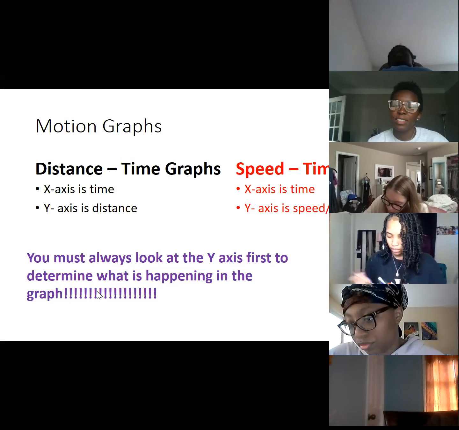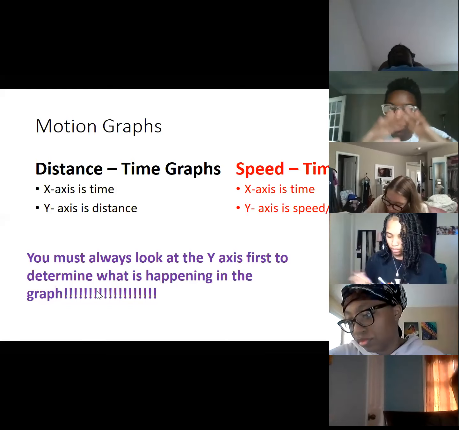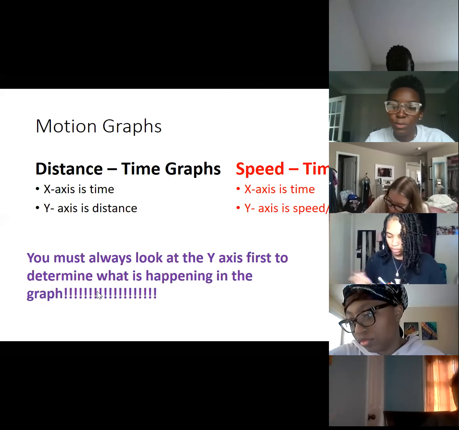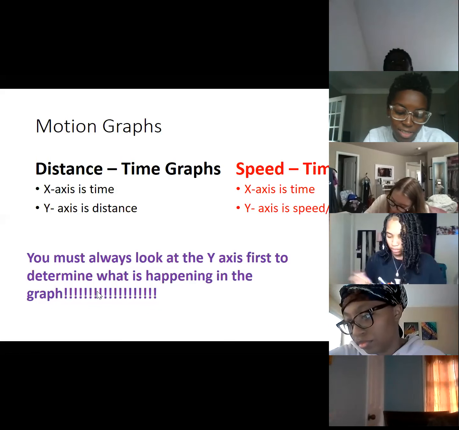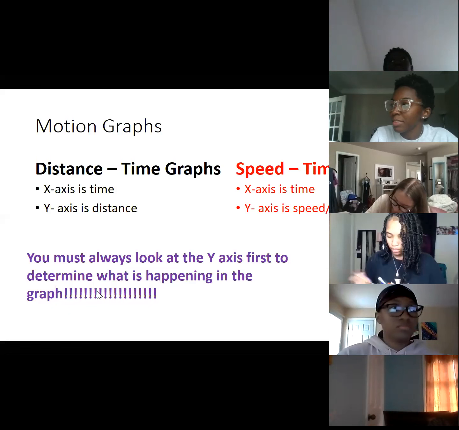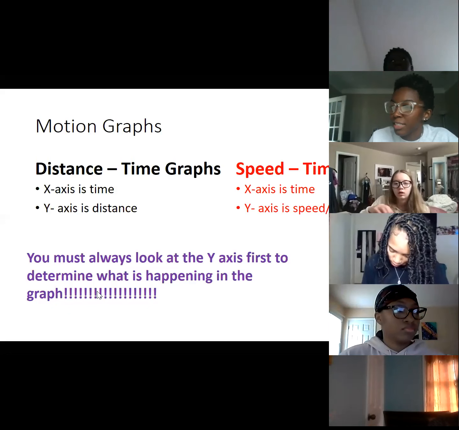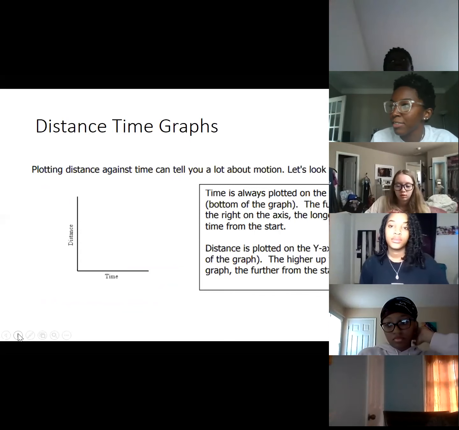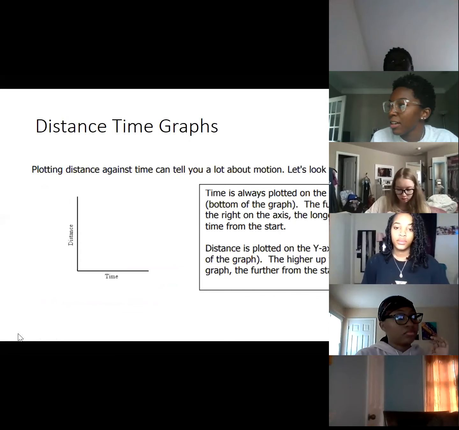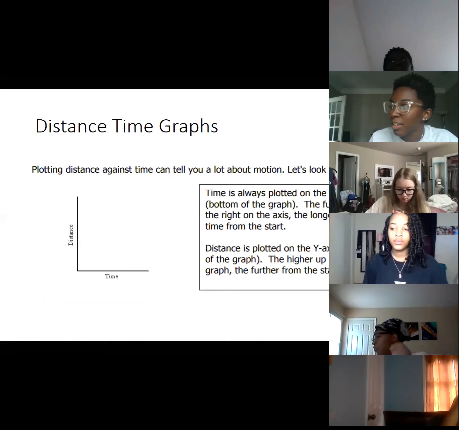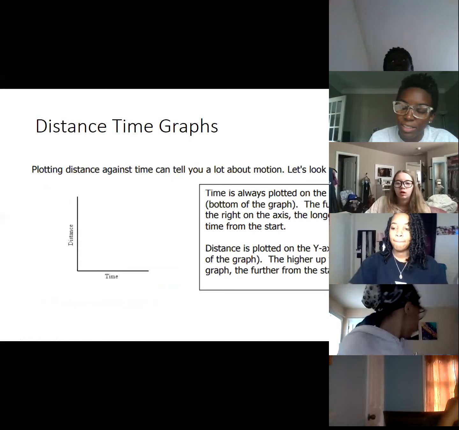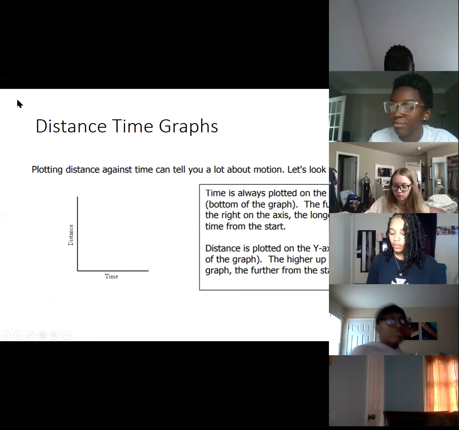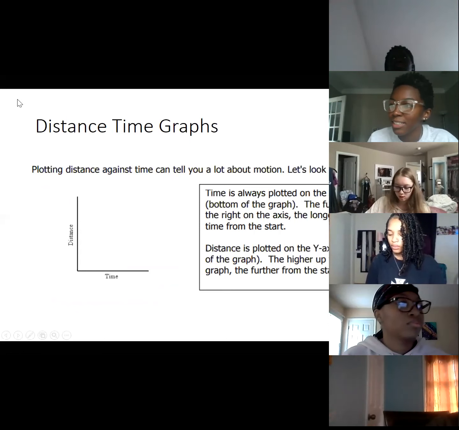Otherwise the graphs look exactly alike. But I think once we go through these in practice, you're going to be like, oh, these are easy as long as you look at your y-axis. All right, I'm going to go to the next slide. So Jalen, we're on a slide that says distance time graphs. We're not going to go fast through these, but we already kind of did this.